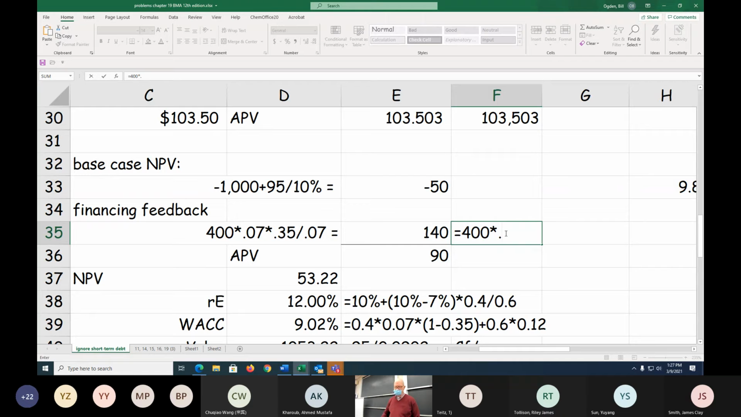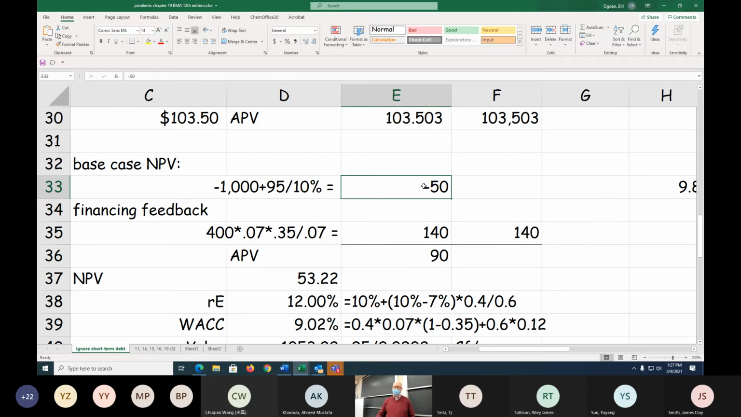Oh, sorry, times the tax rate, my fault. Times 35%. And you get the present value of the tax shields. Anyway, so the base case, add to that the tax shields, and we get an APV. So with the financing, it's something we can fund.